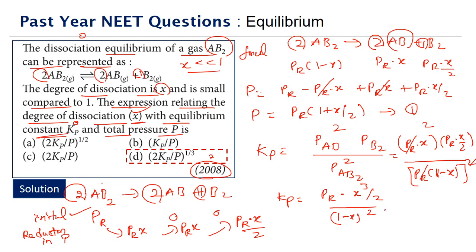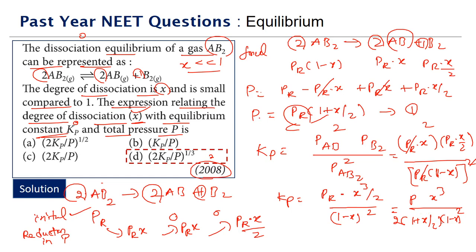But here they are asking us the relation between Kp, total pressure, and the degree of dissociation. See, here PR is the original pressure of the reactant AB2. Already we have a formula in terms of the total pressure and PR. If you want the value of PR, the 1 plus X by 2 will go to the other side. So Kp is P into X cube by 1 plus X by 2, times 1 minus X the whole square, into 2. We are putting the 2 in the denominator, substituting the value of PR in terms of P and the degree of dissociation.